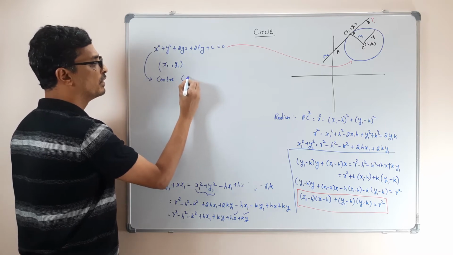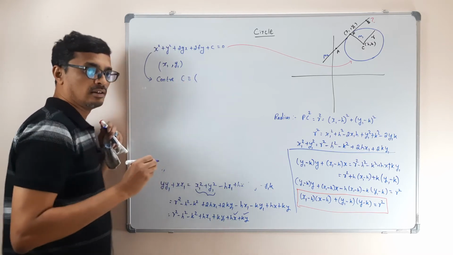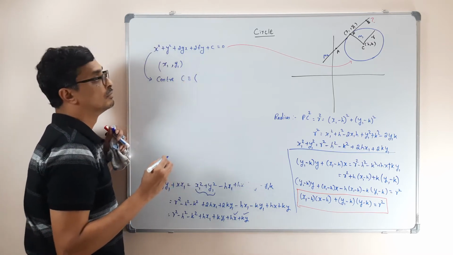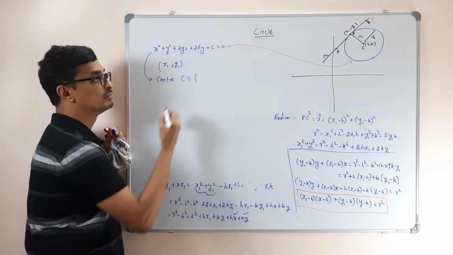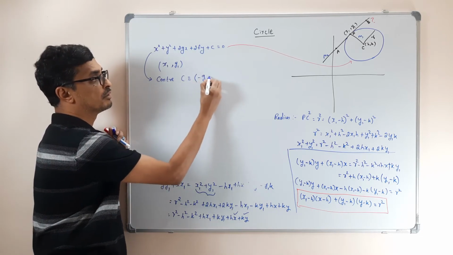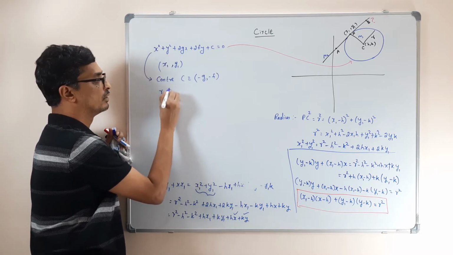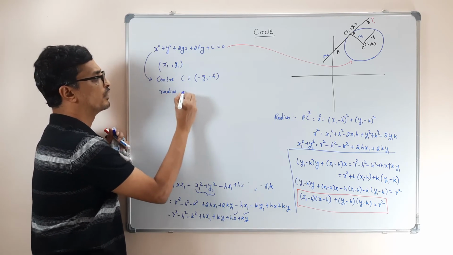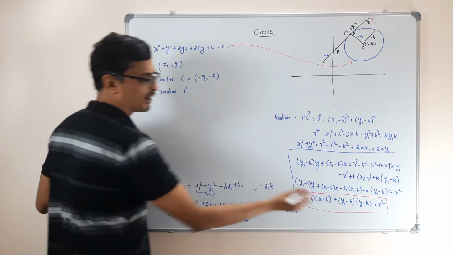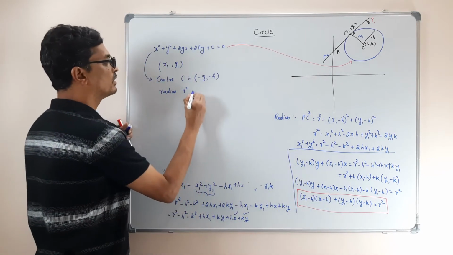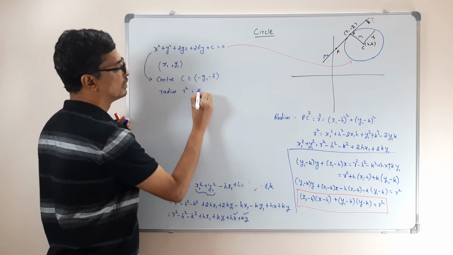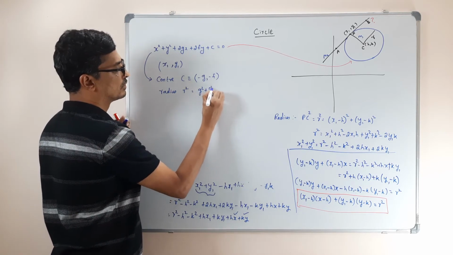Center C will be minus g comma minus f. What will be the radius? Let us take radius square, r square. R square will be g square plus f square minus c.